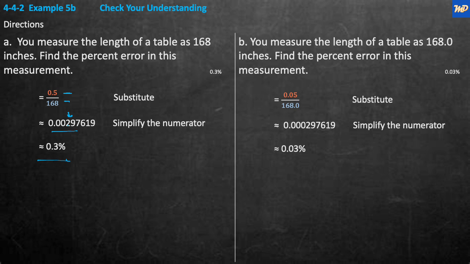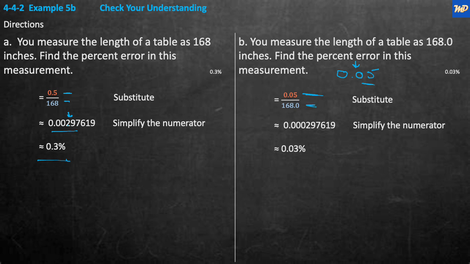Okay, problem B, you measure the length of a table. All right, now this time it's 168.0. So you literally measure to a tenth of an inch because it's got the tenths now. Find the percent error. Well, if you're measuring to tenths, the greatest possible error is how much? It's 0.05. This is 1/2 of a tenth. Here's your tenths, and it's 0.5 of that tenth. So it's 0.05, right? So here it is, 0.05 divided by 168.